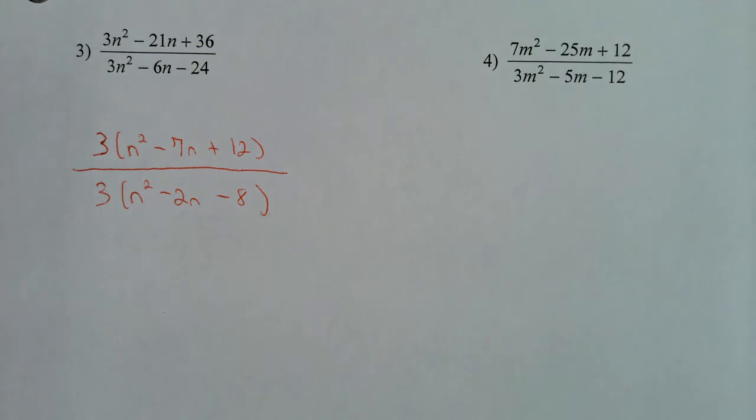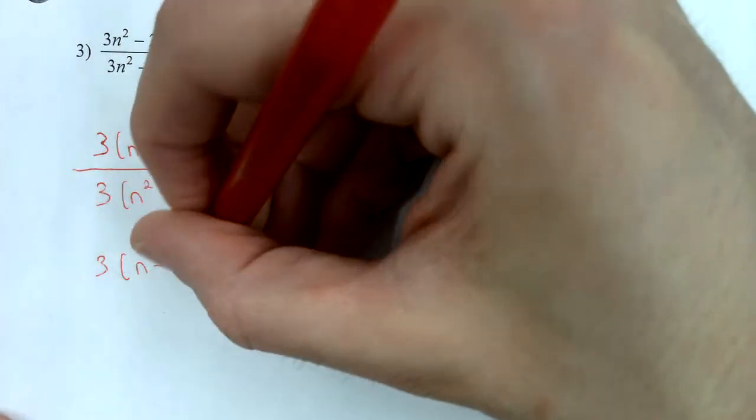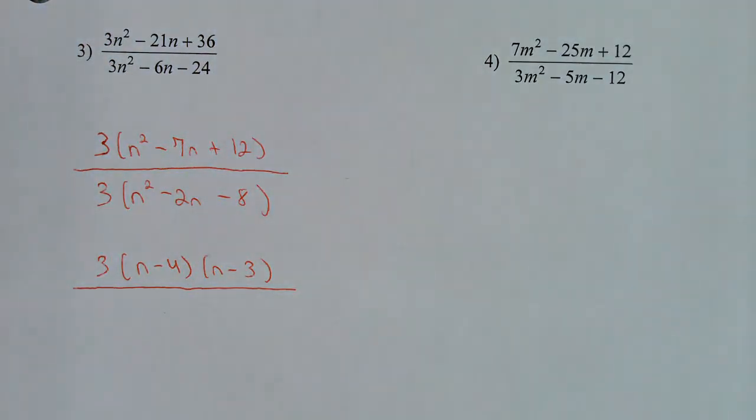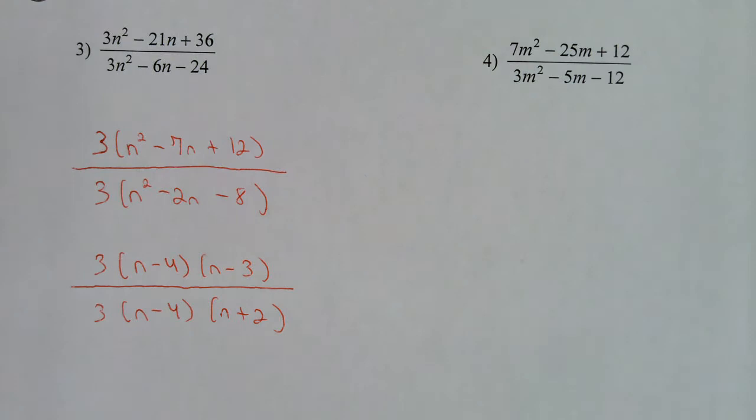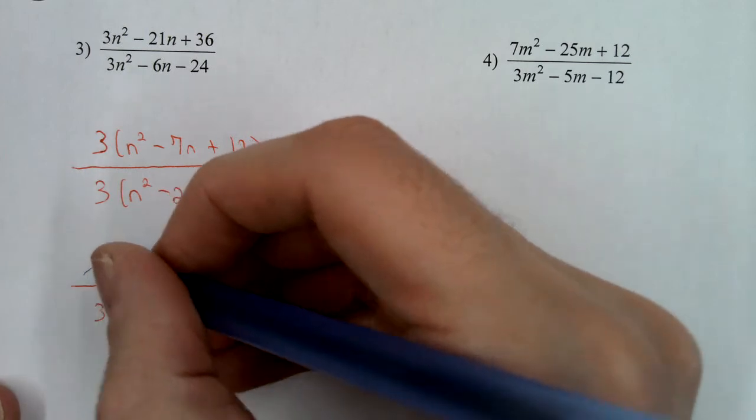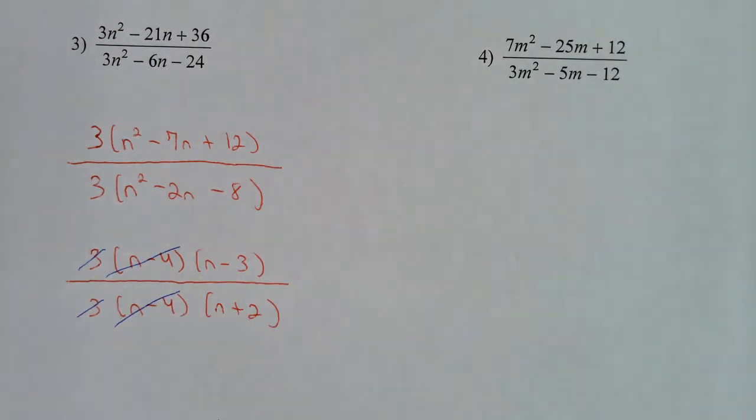Find two numbers that multiply to 12 and add to negative 7. So it'll be negative 4 and negative 3. For the denominator, find two numbers that multiply to negative 8 and add to negative 2. It'll be negative 4 and positive 2. Divide out the common factors. So there's a common factor of 3 that gets divided out with that 3. Great. And the n minus 4s get divided out, which gives you the final answer of n minus 3 over n plus 2.